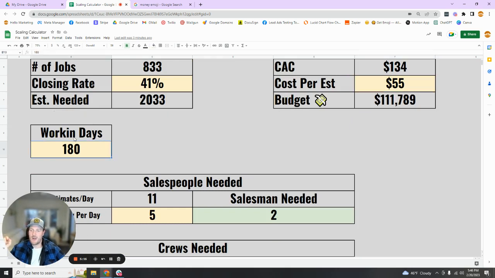Working days. So I put working, hard working days. So I put 180, right? So you can adjust this. Maybe you're in Florida. Maybe you guys work all year round. In my area, I've got about 180 days to get it all in.